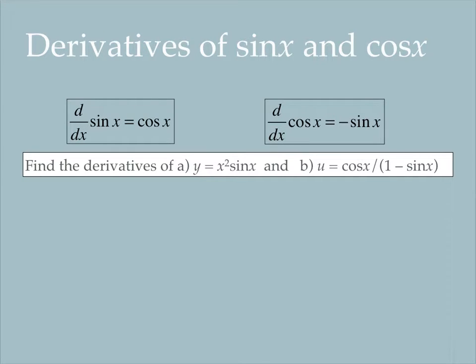Hey, just a review of the trig. The derivative of sine is cosine. The derivative of cosine is negative sine. Let's do the second one, because when we looked at it before, we didn't know quotient law. Okay, so if I'm trying to find the derivative of this, cosine x over 1 minus sine x, what would I do first?